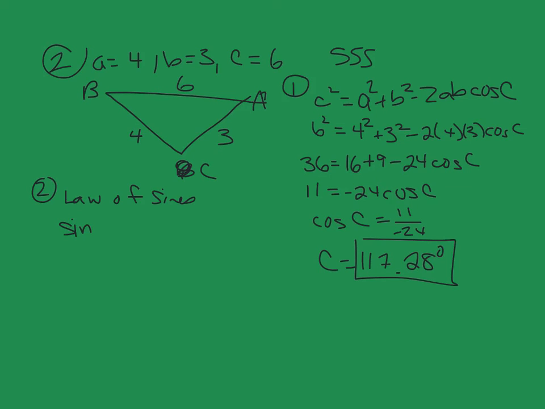First of all, I'm going to start with the sine of C, 117.28 over 6, is equal to sine of either one. You can do A or B. I'm going to just do B. That's going to be over 3. Go ahead, pause the video, solve it on your own.